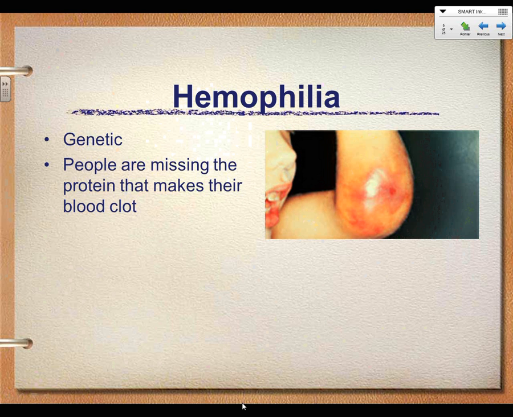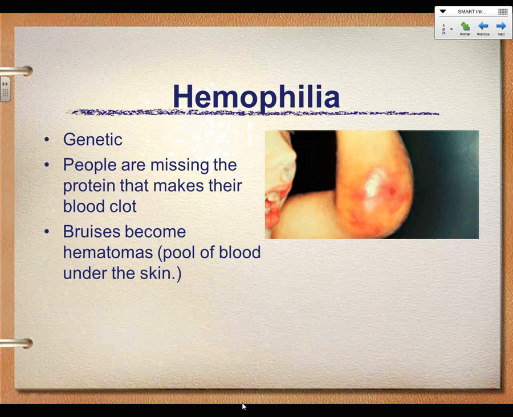Well, people with hemophilia form what's called a hematoma, where a pool of blood is under their skin, and it does not heal. They have to take medicine to form clots for their blood. In addition, if they cut themselves, even the slightest paper cut, it could be deadly. And again, that's genetic. You cannot catch that from someone.